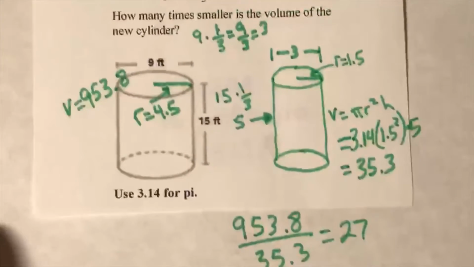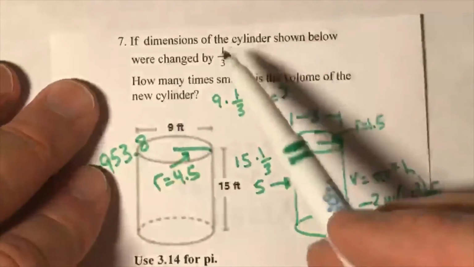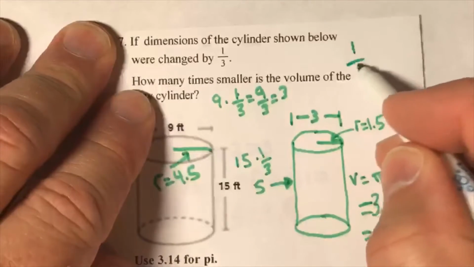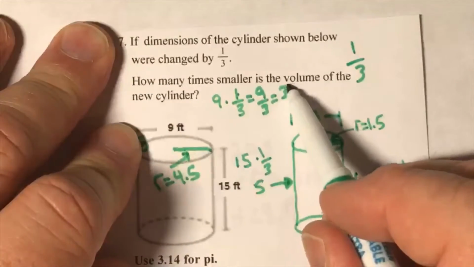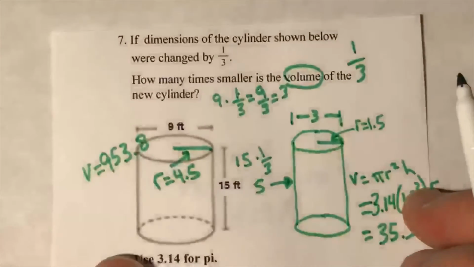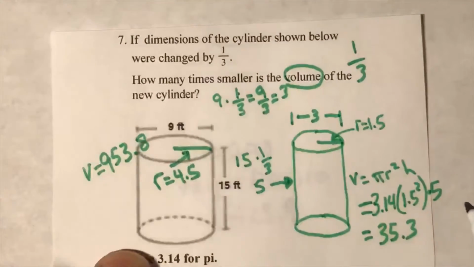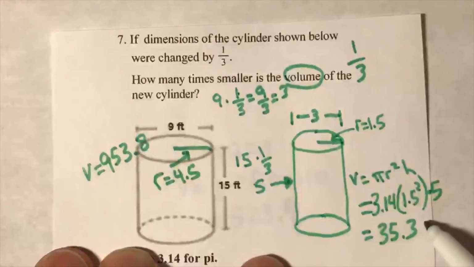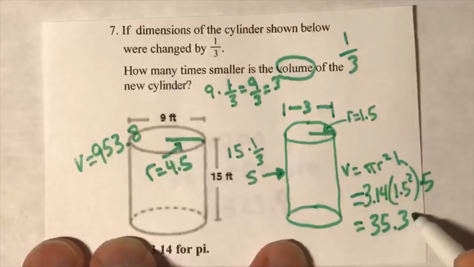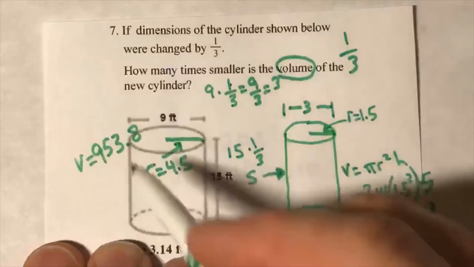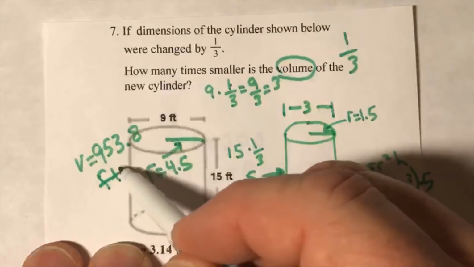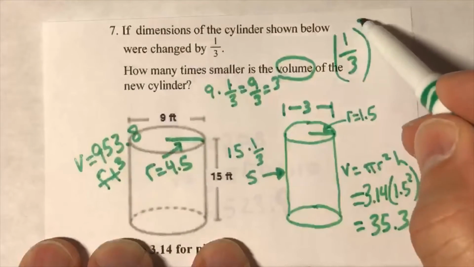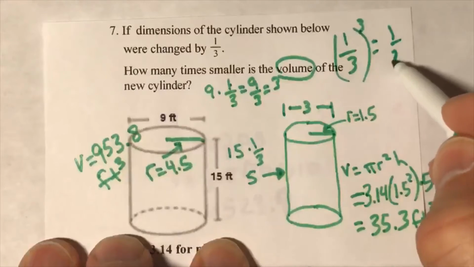So I showed you a simpler way: we have this multiplier of 1/3 right here. If I took that 1/3, and I know that volume is in units to the third power, remember, this would be feet to the third. So volume is to the third power, and if I just raised this to the third power, I would get that 1/27.